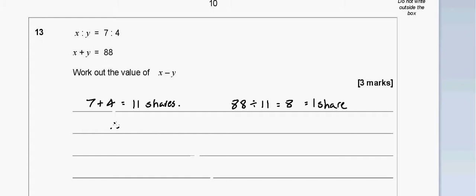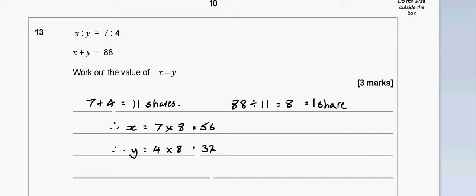So we can say, these three dots mean therefore, okay? Therefore x has 7 shares, so this is 7 times 8, which is 56, and y equals 4 shares, which is 4 times 8, which is 32. So now we know x and y.